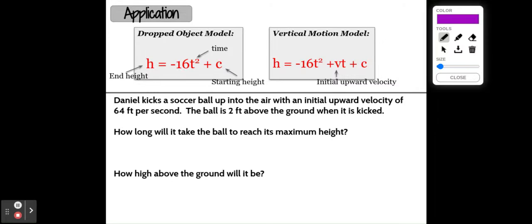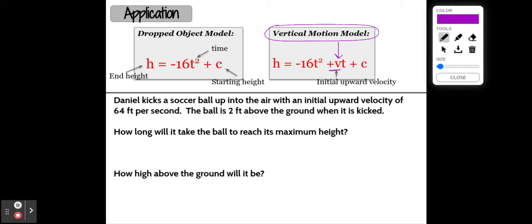Okay, let's take a look at a couple of application problems. Again, this is lesson 9.2 and it's part B. So the other day we looked at the quadratic equation for the dropped object. Today we're going to be looking at the vertical motion model. And the difference here is that we're going to have a B value right here, and that is the velocity. So let's look at our example here.